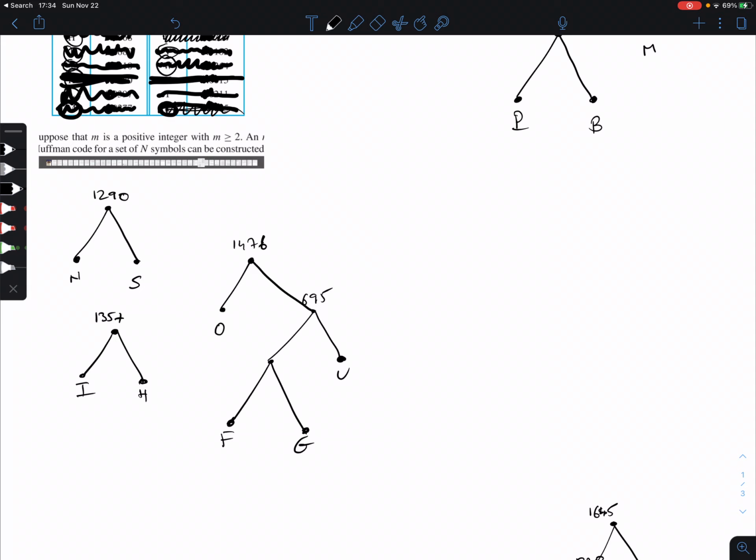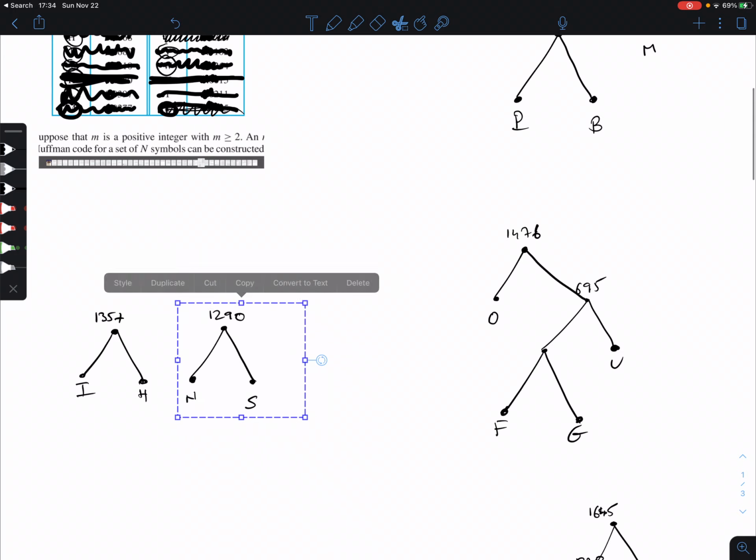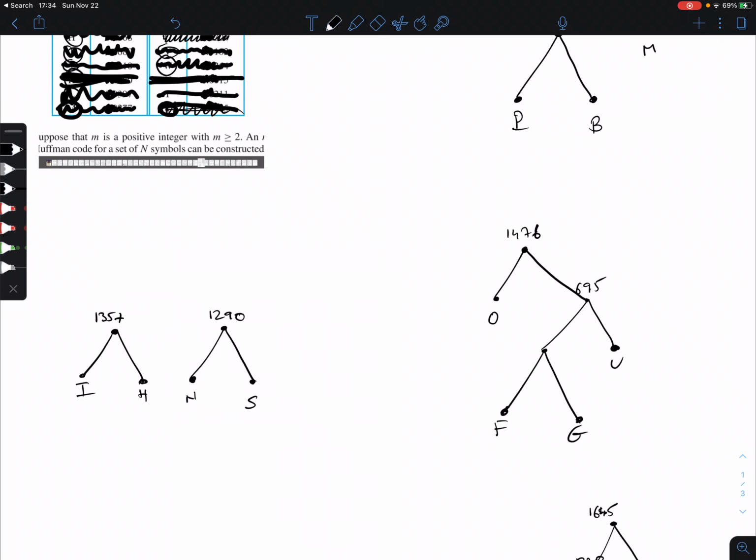So, okay, I'm going to move you around. You go here, because what is it? No, this guy has to go to the left, so it's better to do it this way. Okay, and then we put them together here, so that will be 1290 plus 1357, which is 2647. Okay.